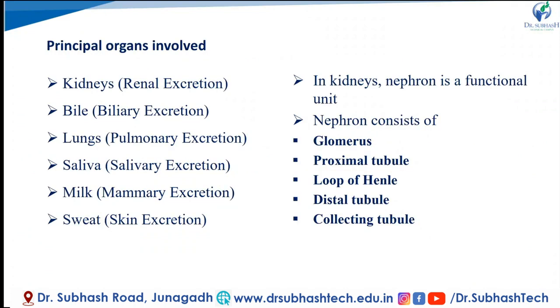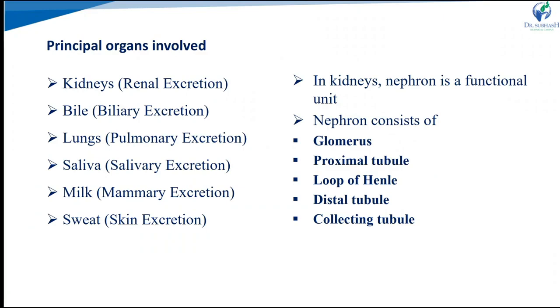The principal organs involved in the excretion of drugs: the most important organ is the kidney, or we can call it renal excretion. Other than the kidney, bile, lungs, saliva, milk or sweat are also involved in the excretion of drugs. In the kidney, the nephron is the functional unit for excretion. The nephron consists of various parts like the glomerulus, proximal tubule, loop of Henle, distal tubule and collecting tubule.